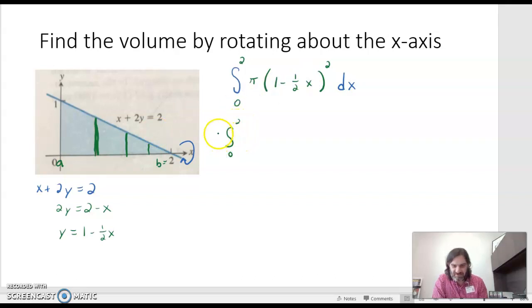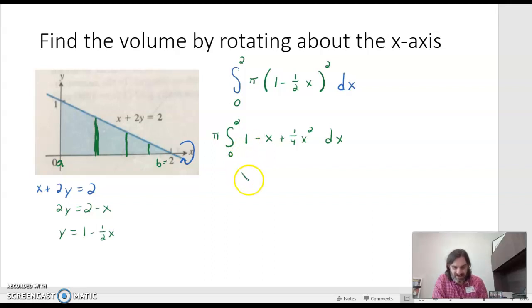So from 0 to 2, I'm going to pull that pi out front. But let's go ahead and square this. So it's going to be a FOIL. So 1, and it looks like it'll be minus x, because it'll be minus 1/2 x plus minus 1/2 x. And then it'll be plus 1/4 x squared dx. So now it's time to integrate.